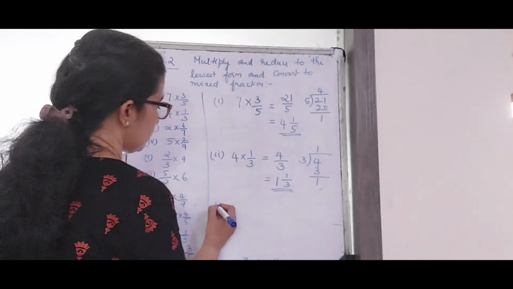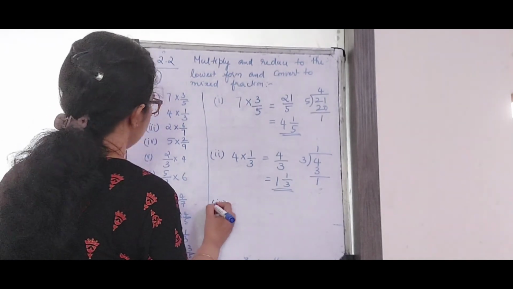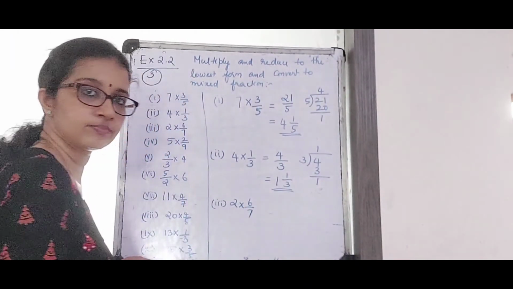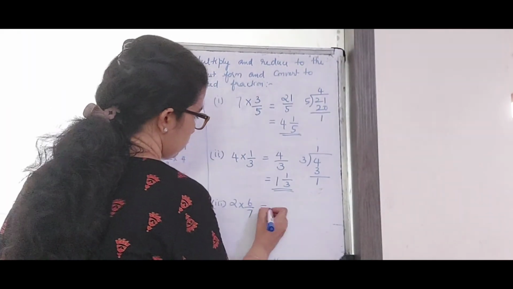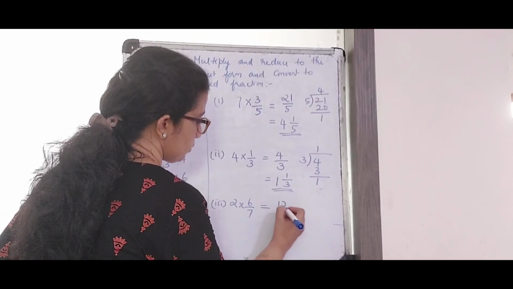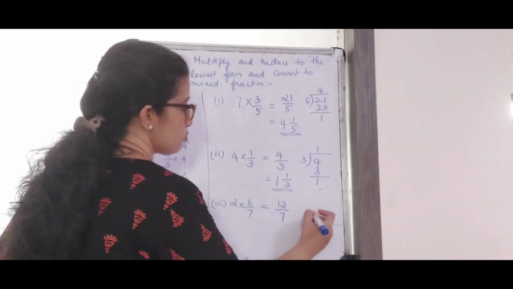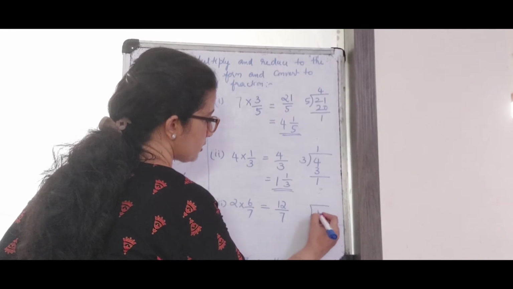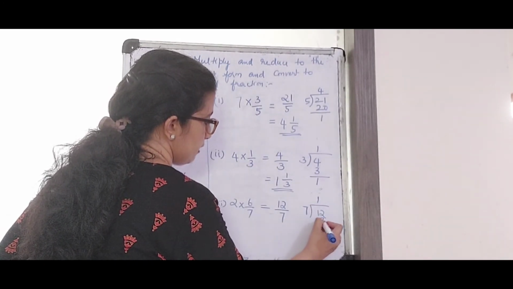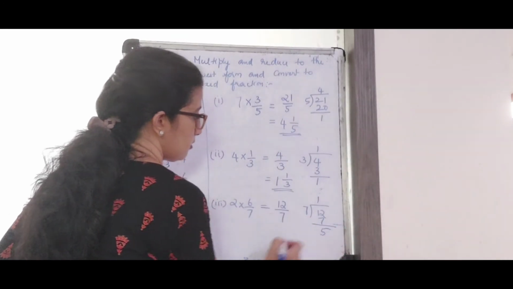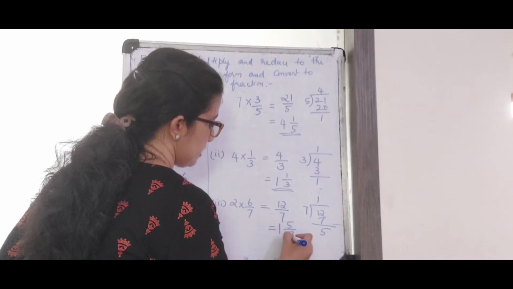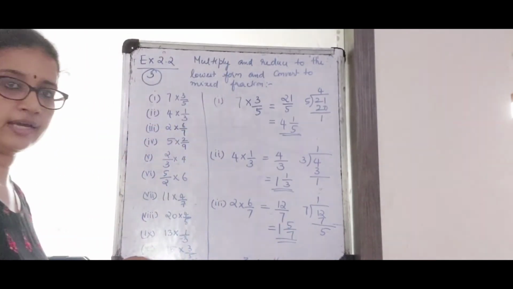So let's take the third problem. 2 into 6 by 7 is equal to, multiply 2 and 6, you will get 6 2s are 12. 12 by 7. 12 by 7, how can we convert to mixed fraction? 7 1 is 7, 5. So what is the answer? 1 5 by 7. Okay, understood?